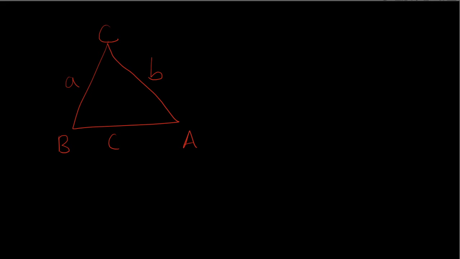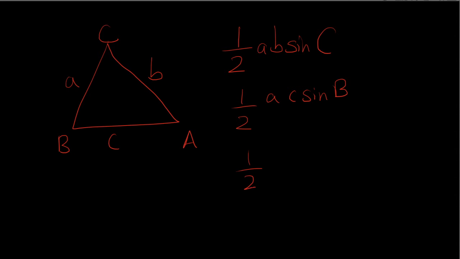Now the next formula involves 2 sides and an angle. So let's say these are the sides. There are 3 versions of this formula. We can either have 1/2 AB sine C, 1/2 AC sine B, and then 1/2 BC sine A. Keep in mind that these are all different. You want to include A, B, and C in all of these, except sine has to be the angle, and then we have 2 sides in front of it.